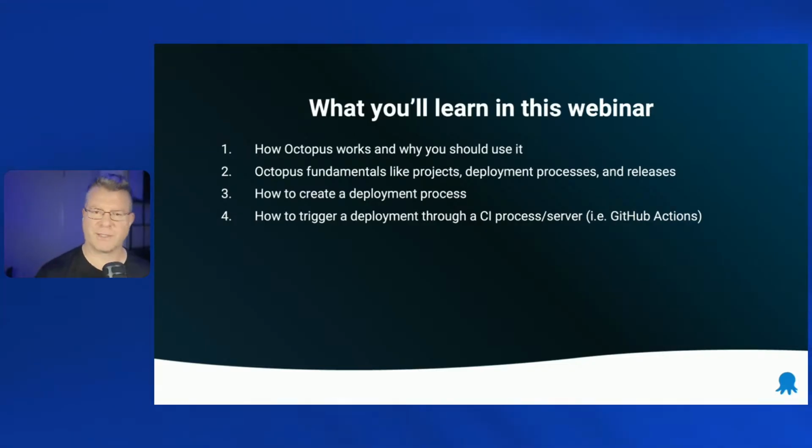So Octopus itself is not an island. It's actually part of a whole suite of tools that you may use in a pipeline. And so how do you trigger a deployment process from, say, your CI process or server? We'll talk a little bit about that. CI stands for continuous integration. It's the process by which you build and test code. And typically, it's the starting point of a pipeline. Typically, not always, but typically.